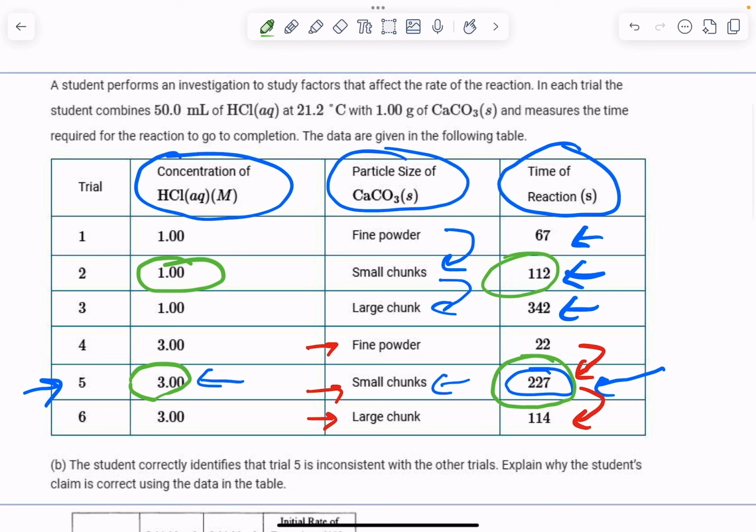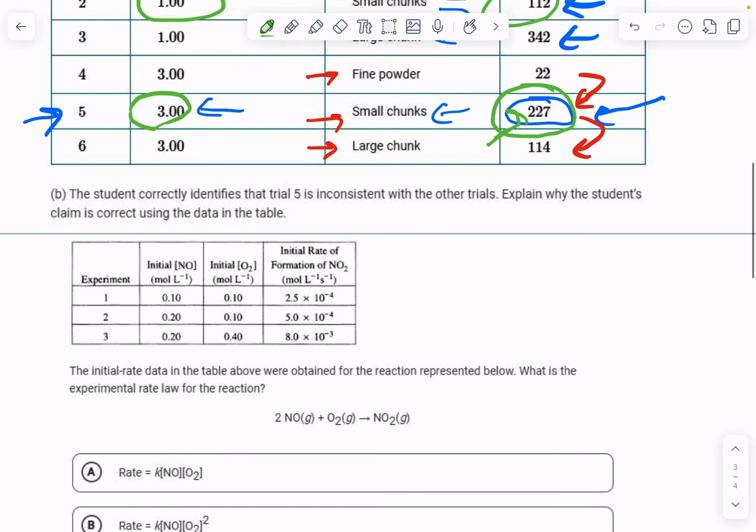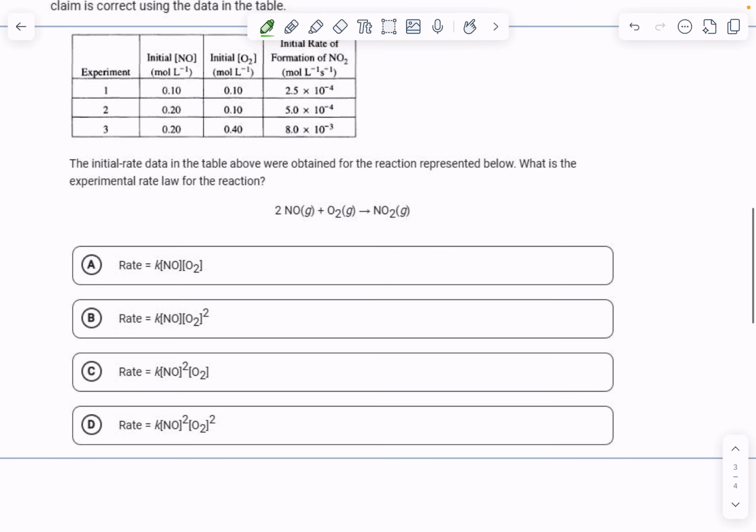So these are the 2 that you could have used as your explanation. Make sure you explain the comparison of each one and why this number is too large for both scenarios. You could have used hydrochloric acid, or you could have used the particle size as an explanation. You don't have to do both. It doesn't say you have to explain all reasons, so you just have to do at least one as an explanation. Okay. All right, this one's going to be a rate law question.